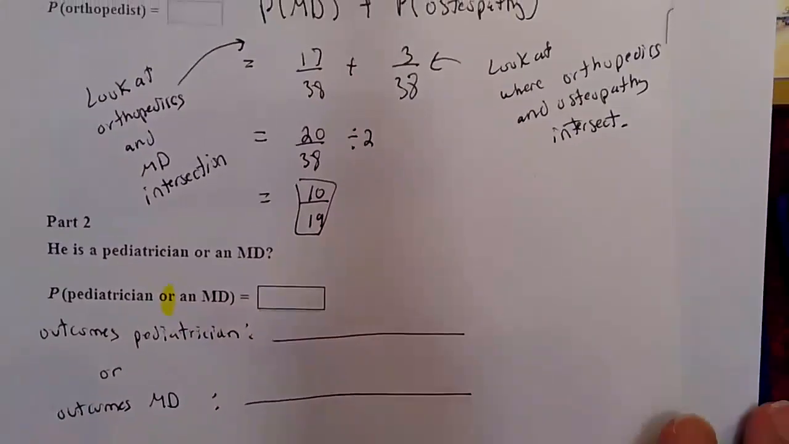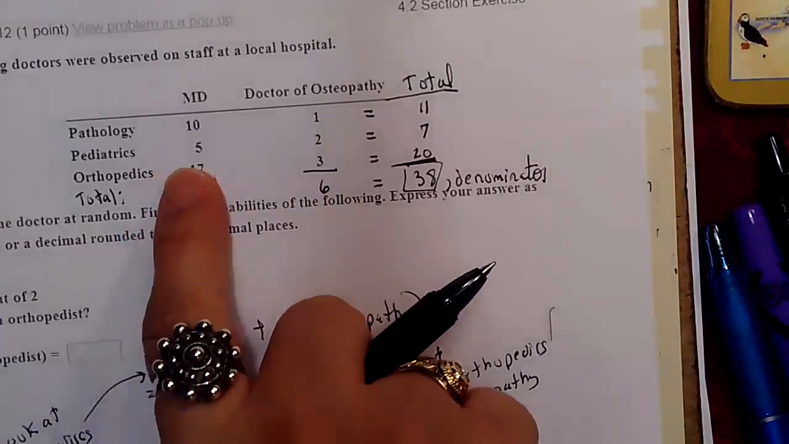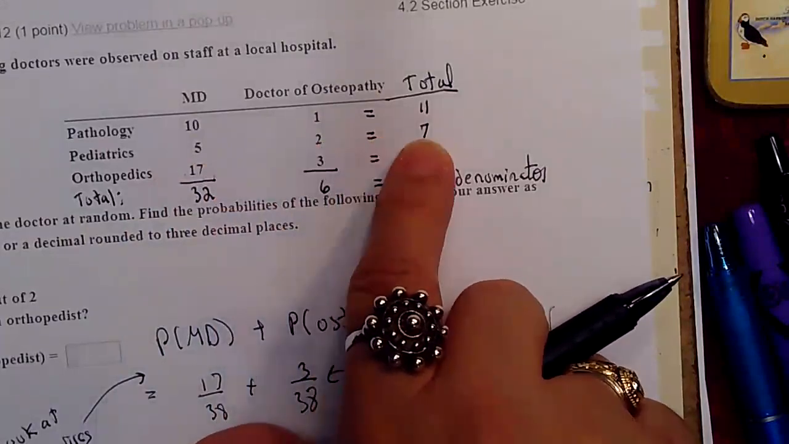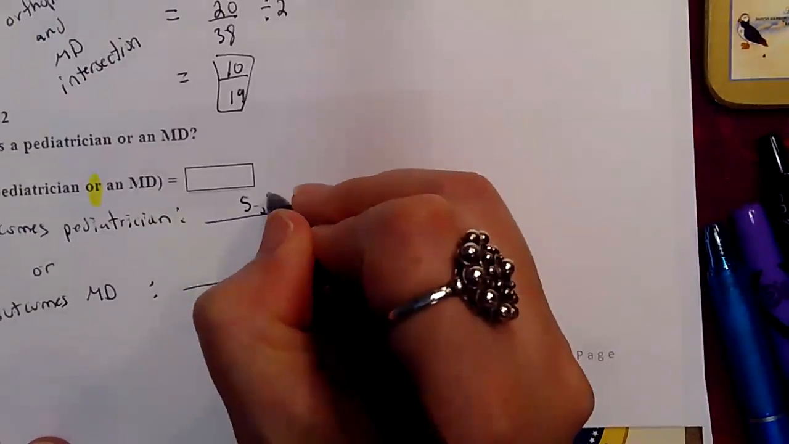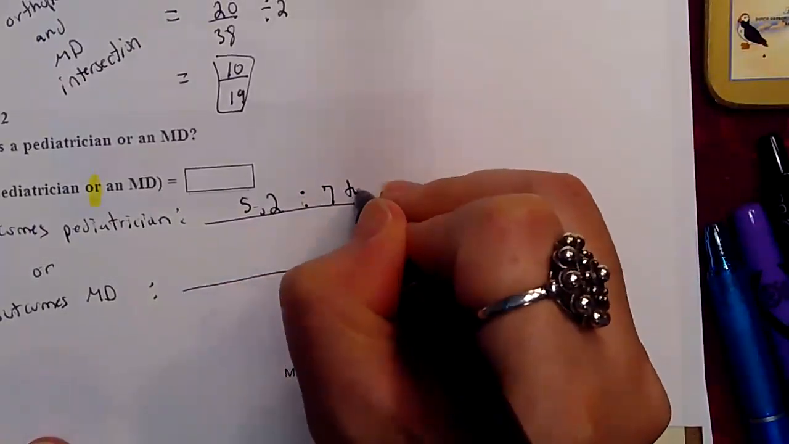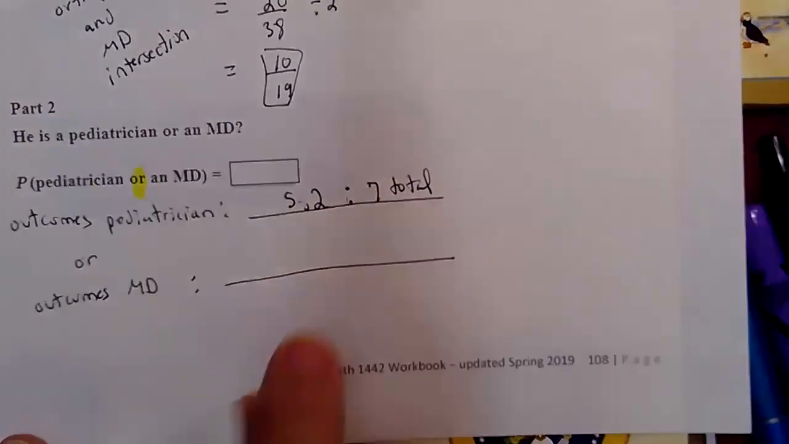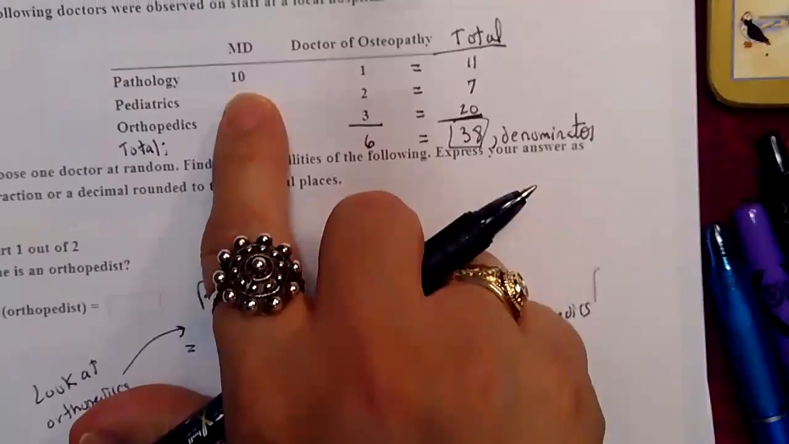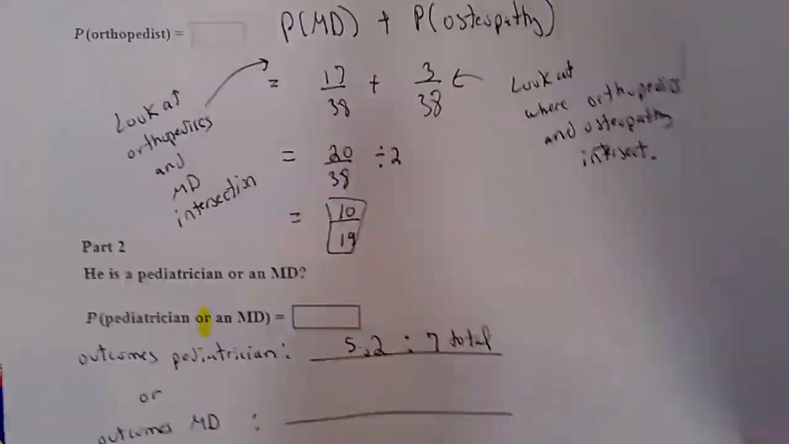Okay, so for the pediatrician, let's look at the pediatrician. Pediatrician, I'm going to record 5, comma 2, and I'm also going to put a colon, and the total is 7. So remember, we do this for the or. If this had been an and, we wouldn't keep track of this. But since it's an or, we do. And then the outcomes for the medical doctor are 10, 5, and 17. And the total is 32.